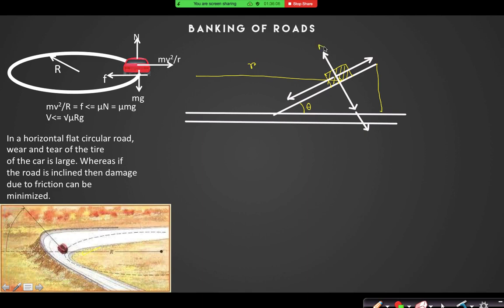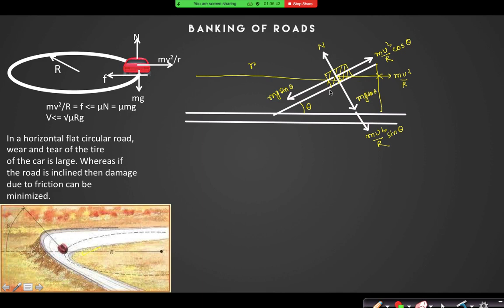What are the forces acting on this car? This is N, the normal reaction. This is mg cos theta. This is mg sin theta. This is mv square by r. Now there is a component of mv square by r like this, mv square by r cos theta, and another component, mv square by r sin theta, acting normally. I have not yet drawn the direction of the friction force. So all these forces are there.